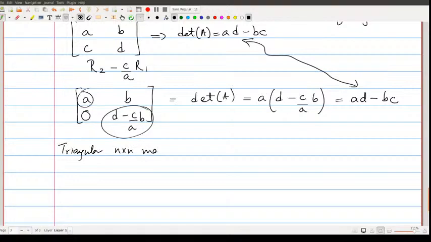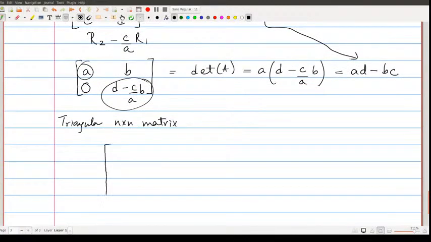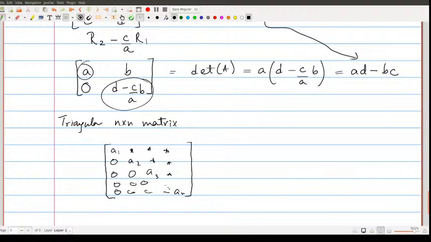Let's check it out in a 3x3 case, and let's talk about a triangular n by n matrix, which I mentioned right now. So for example, you have some entries here, A1, A2, A3, so on up until AN. These are the entries. And let's suppose this is a triangular matrix, so that every entry under the diagonal is all zeros, and there are some non-zero entries above, which I'll mark with stars.